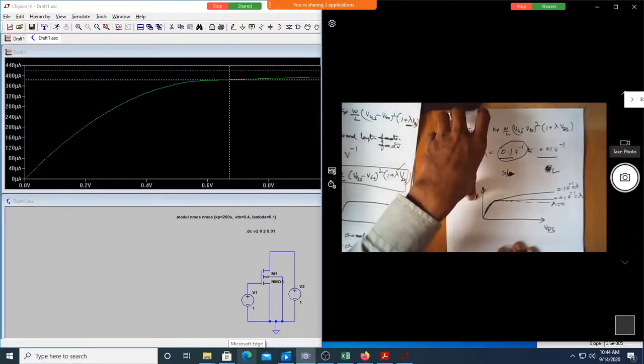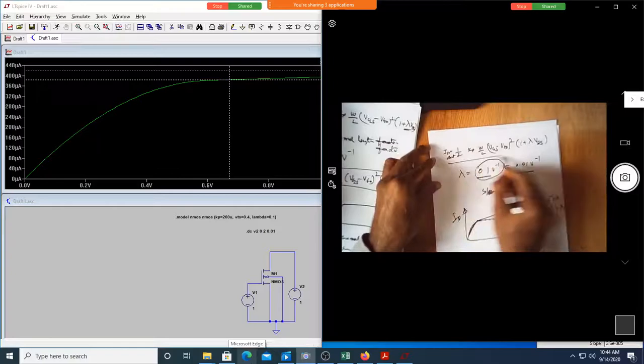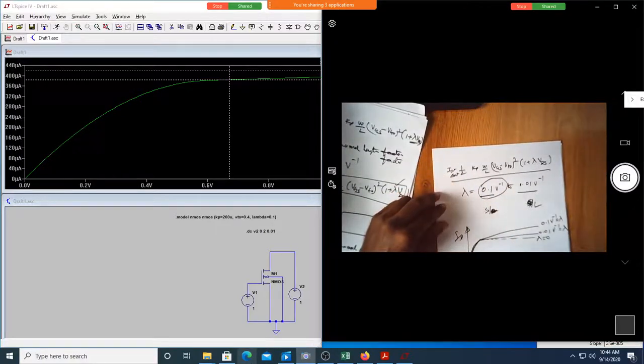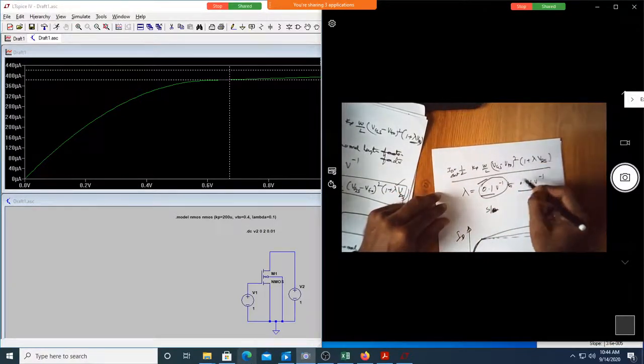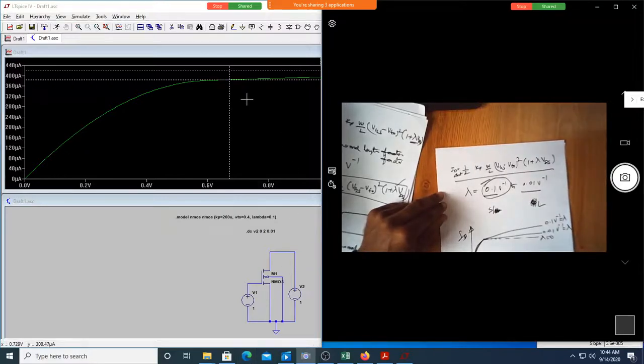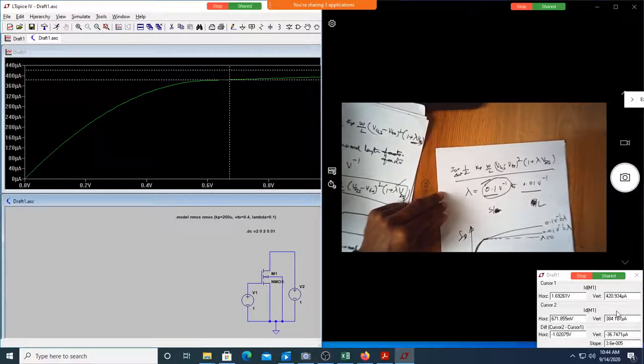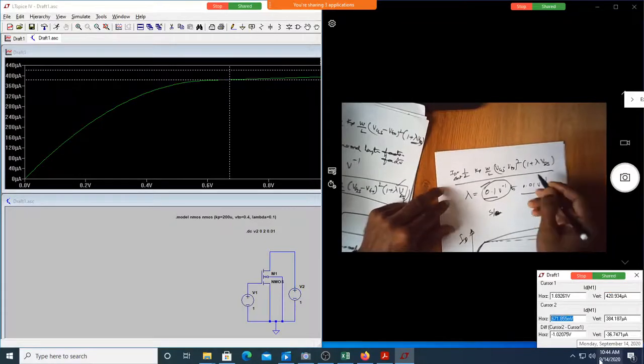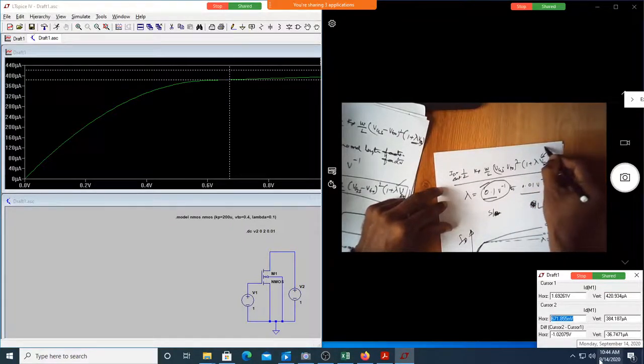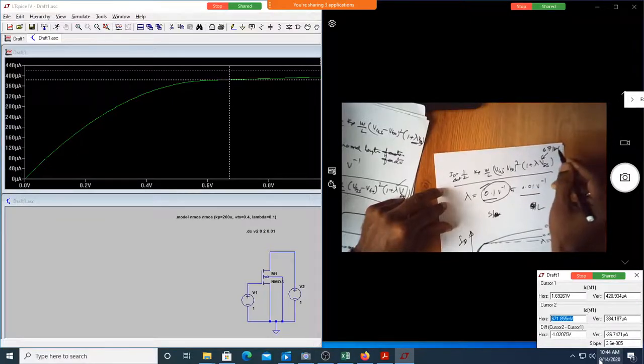What is the expression I have? This is the expression. What lambda have we taken? 0.1. In the first case, what is the value of VDS? Here it is 420, correct? Sorry, it is 671. In the first case, put it as 671 millivolt. What is the VDS in the second case?